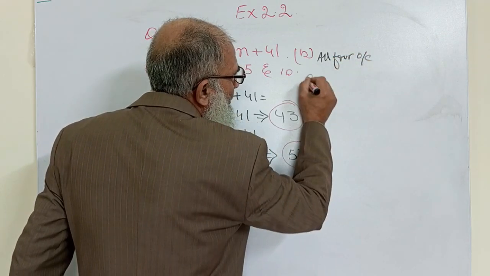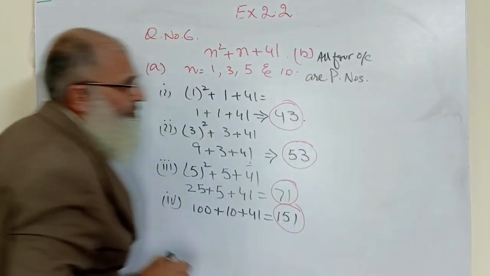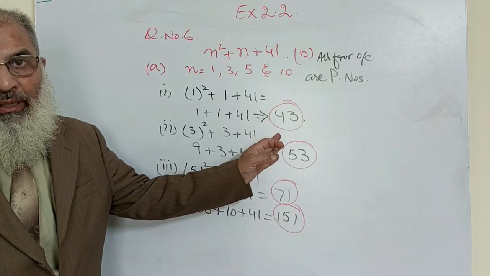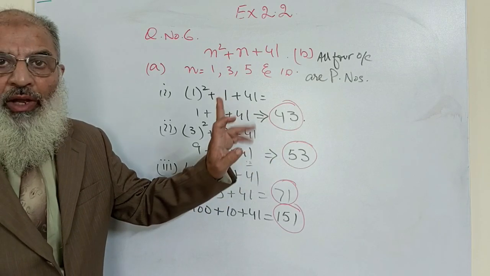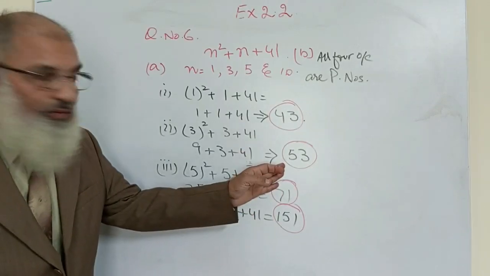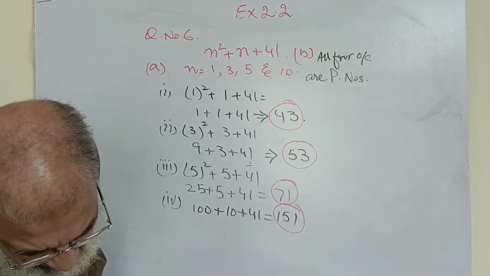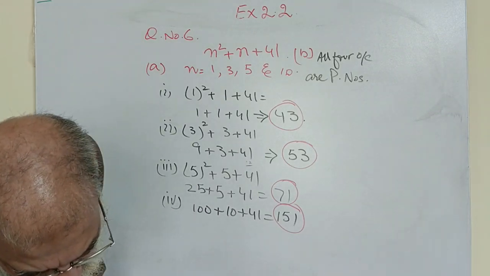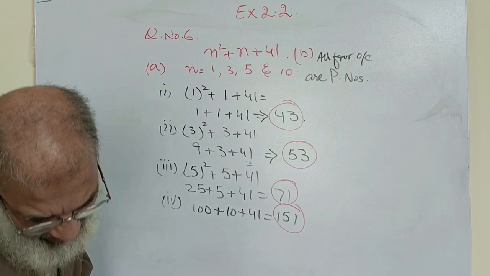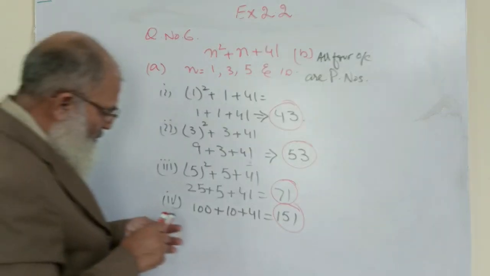So you can write that all four outcomes are prime numbers. It is divisible by itself and 1. You can just check it. This one, and this one. The last part of this is, why is this different when n is equal to 41? Now, why is it different when n is equal to 41?